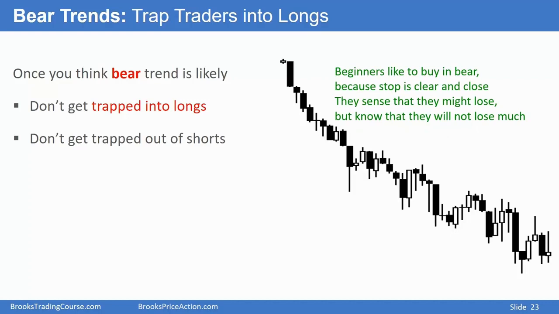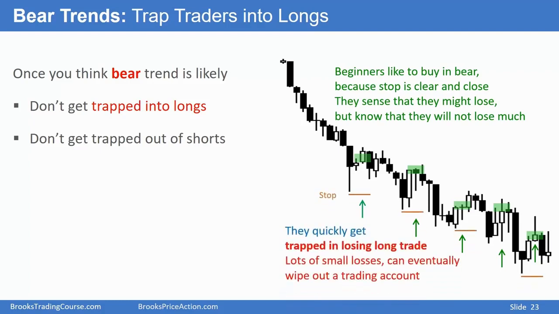The trader's equation has three variables: risk, reward, and probability. Beginners typically only think about risk and they're buying constantly, even in a very strong bear trend. They just keep buying reversals up and they get quickly trapped into a losing trade. The market resumes back down and eventually they wipe their account out.